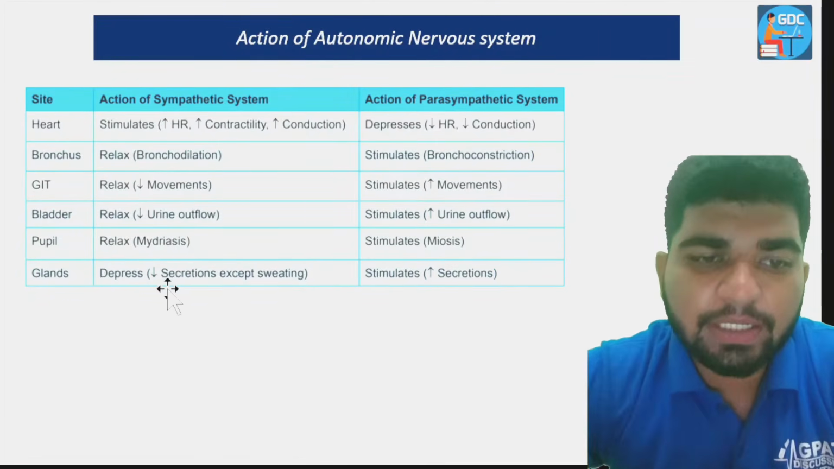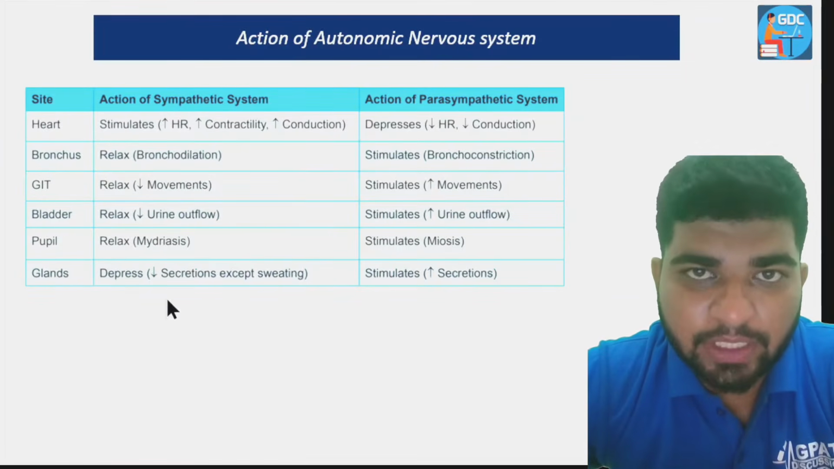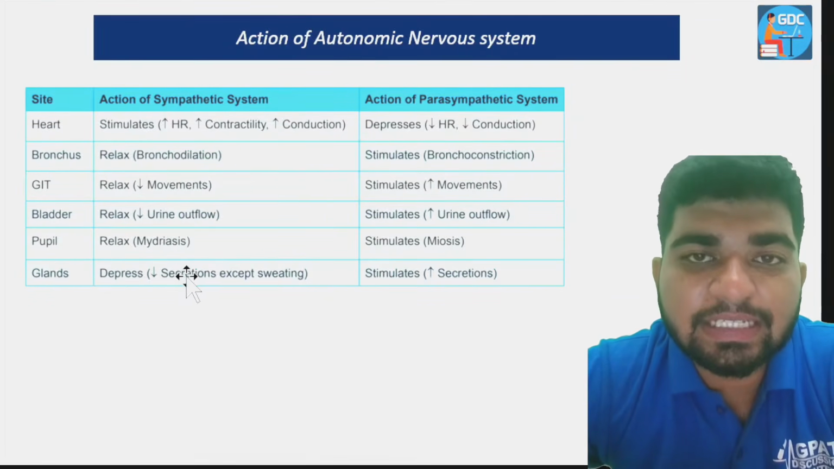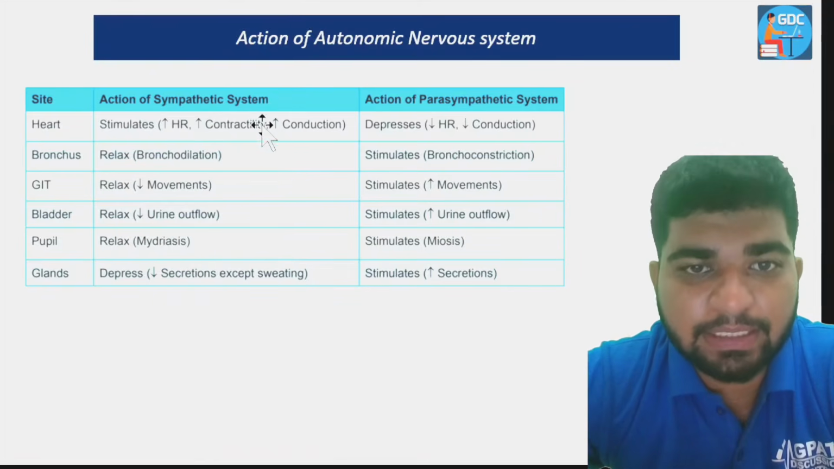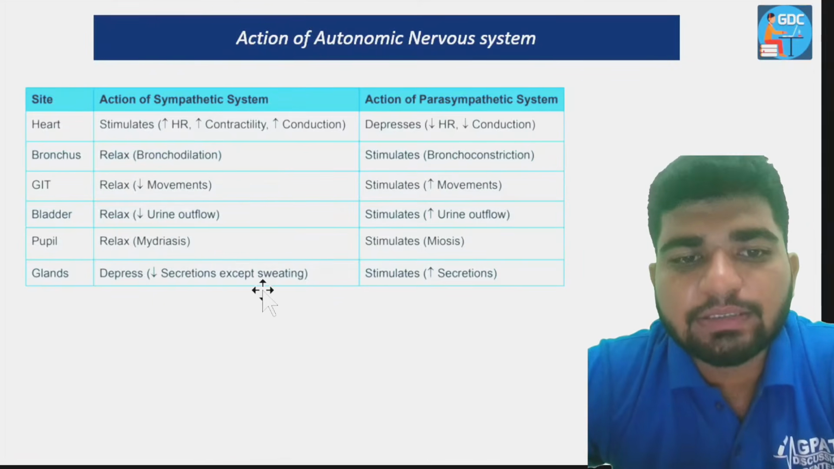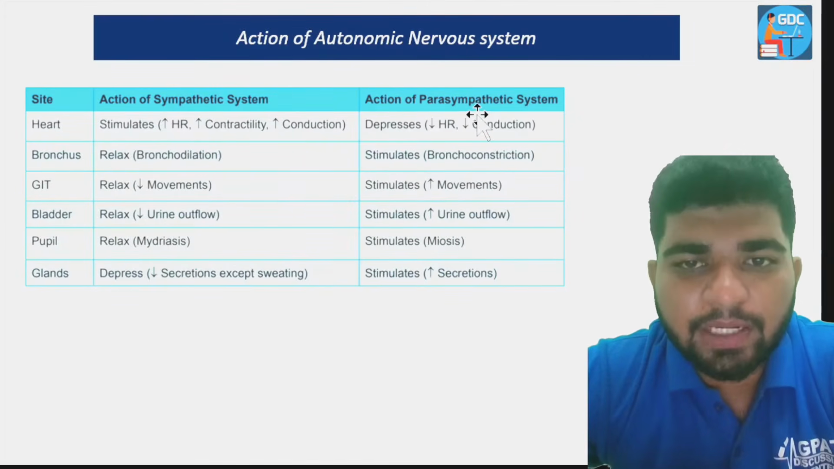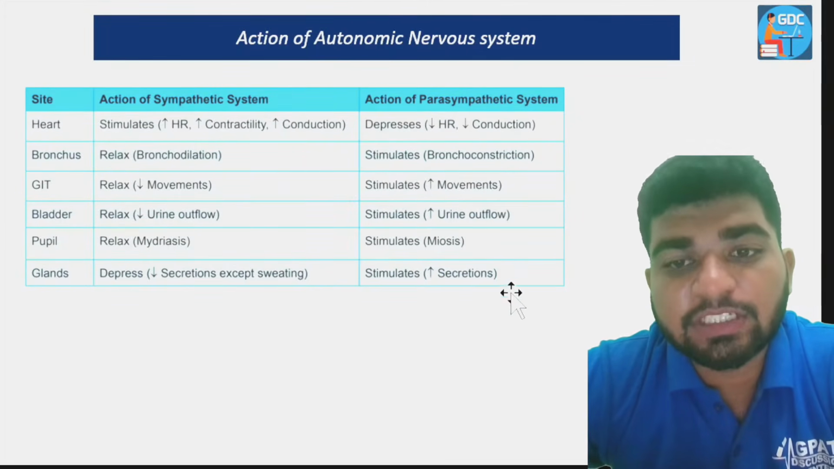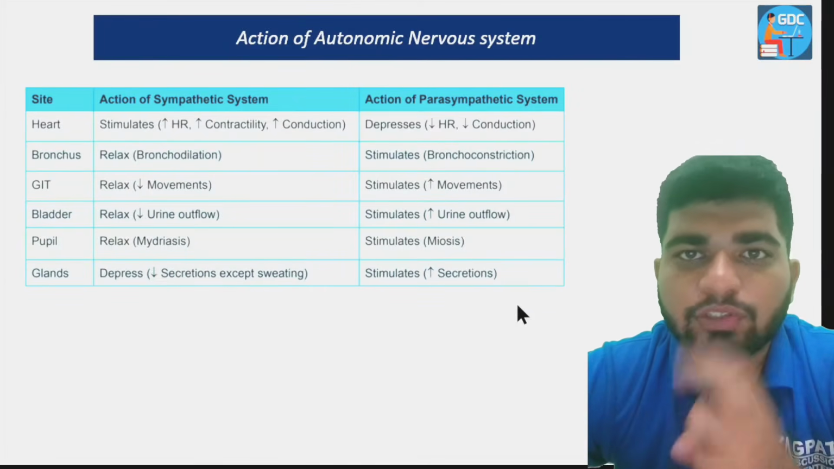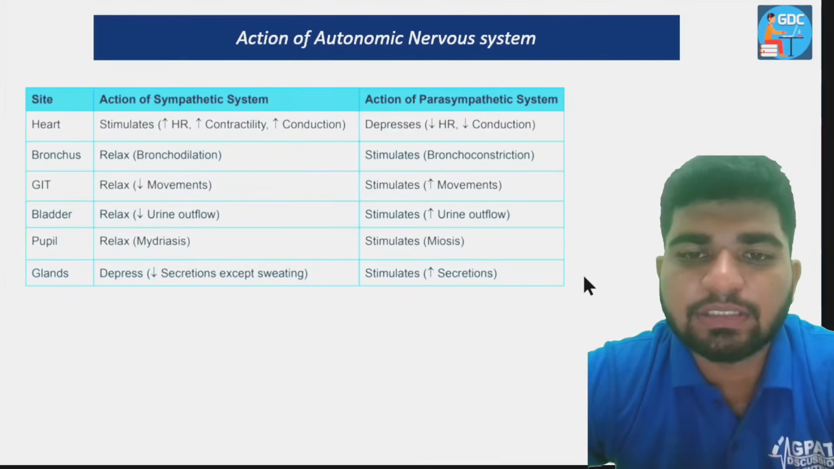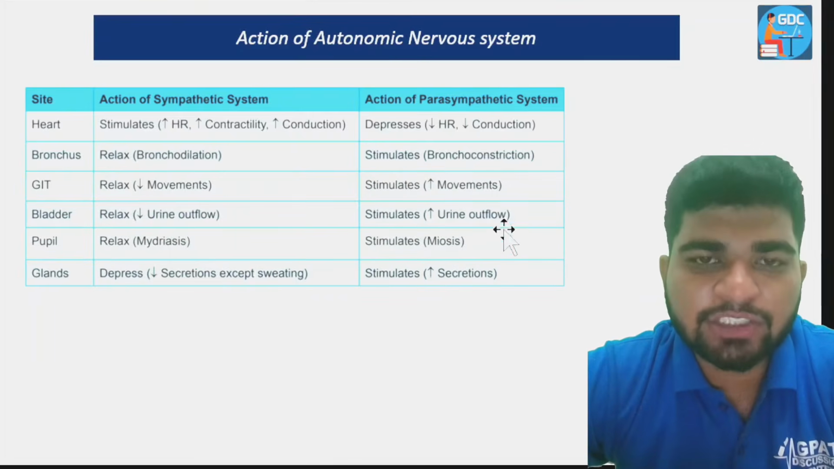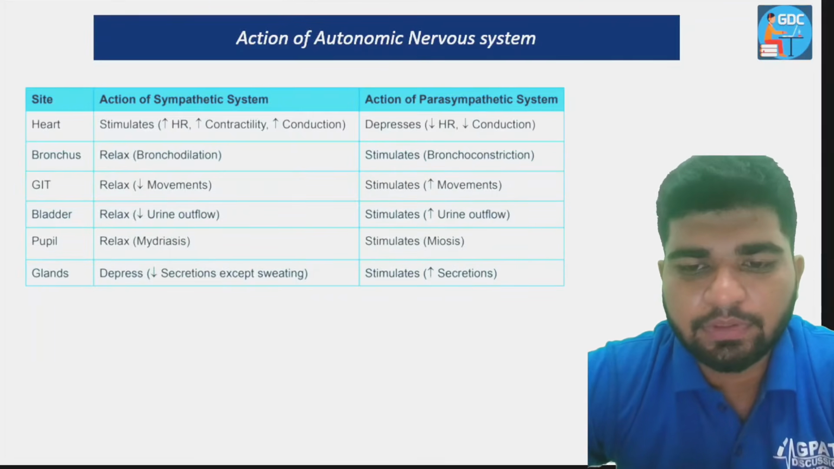Okay. But at the time of glands, what will happen to your glands? It will also decrease your secretions in the sympathetic system, except sweating. Okay. Except sweating. But if we talk about the parasympathetic system, the secretions will be increased. It is saliva, lacrimation, urination, defecation. This is increased. Okay. So these are some actions of the autonomic nervous system.